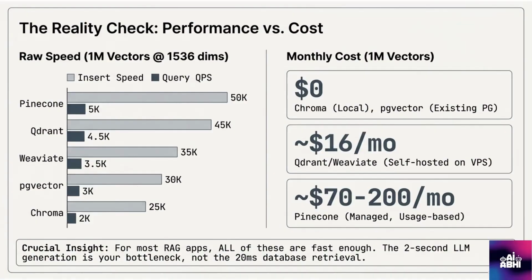Chroma is free forever. Even the self-host or managed cost is negligible. PG Vector's self-hosted is $0 and managed is around $50 to $100. Qdrant is around $16 per month if you use a self-hosted VPS. If managed, then $100 per month. Weaviate is $16 per month, and if managed, then $25 to $150 per month.